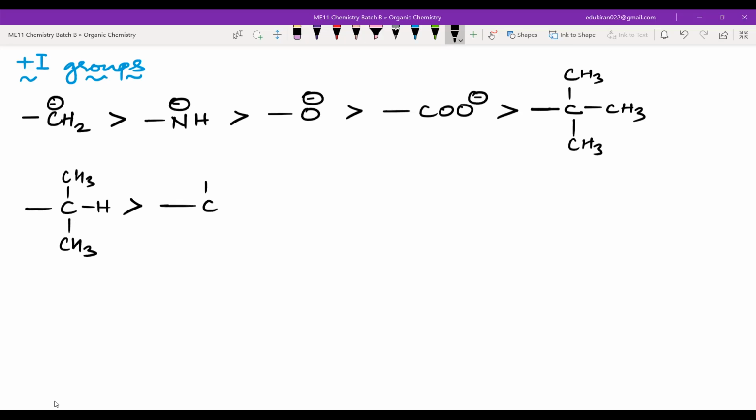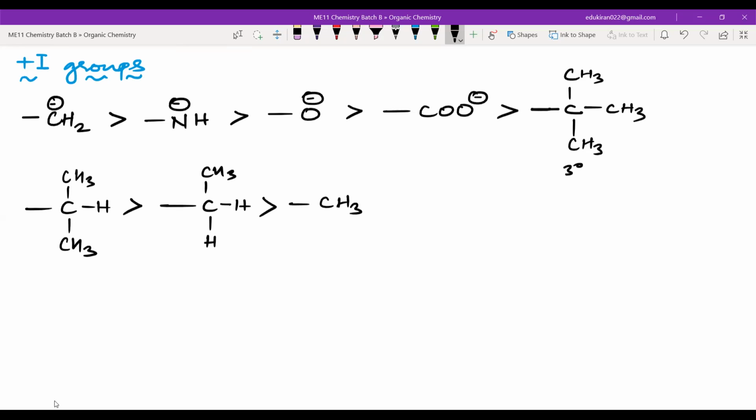Followed by, if you have carbon which is having only one CH3 group. Okay, and this will be followed by the CH3 group, only one. This carbon atom is not attached to any other carbon atom. Okay, so this is 3 degree.